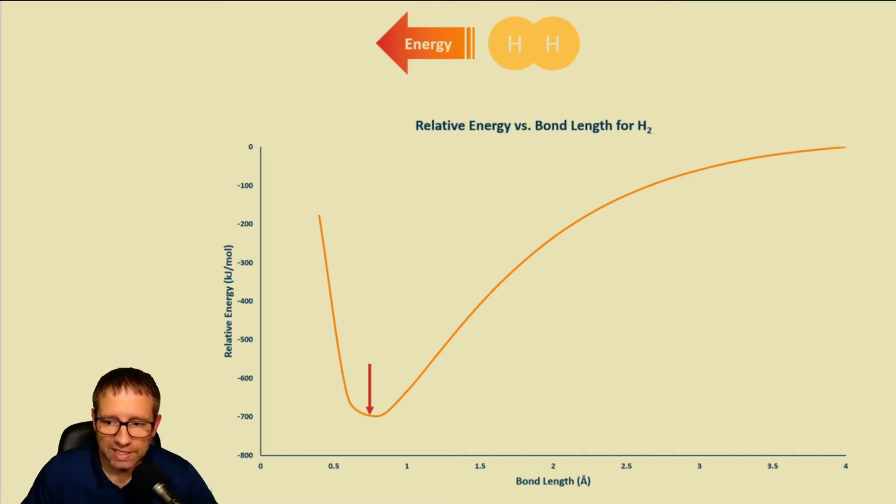Energy will continue to be released as the atoms get closer together. Notice the overlap in the electron orbitals. At some point, pushing the atoms closer together would require energy to be added. This is because of the repulsion of the two nuclei and the overlapping electron orbitals.